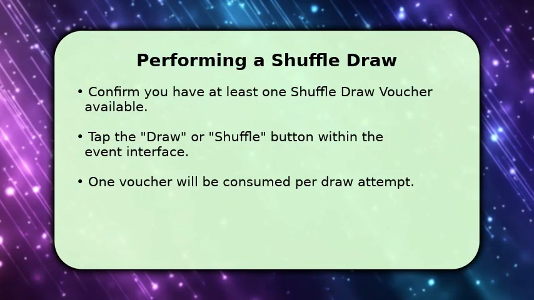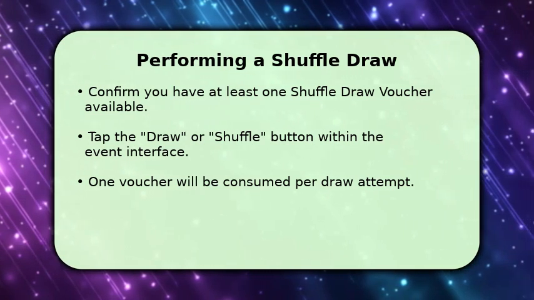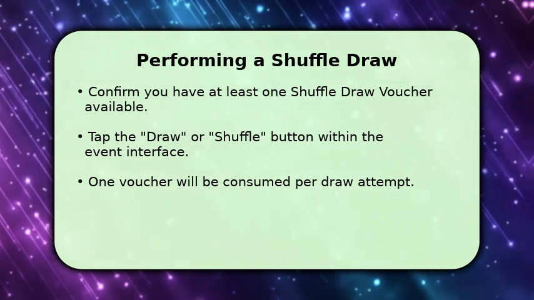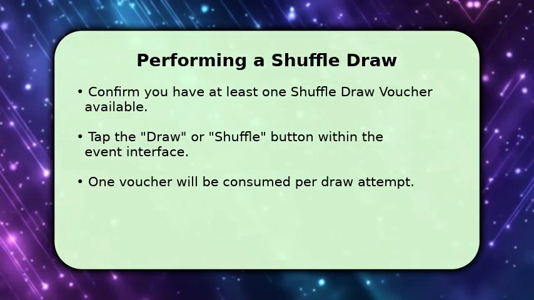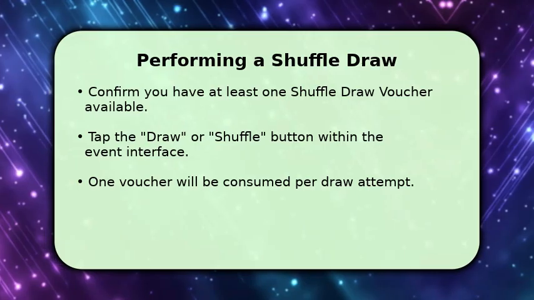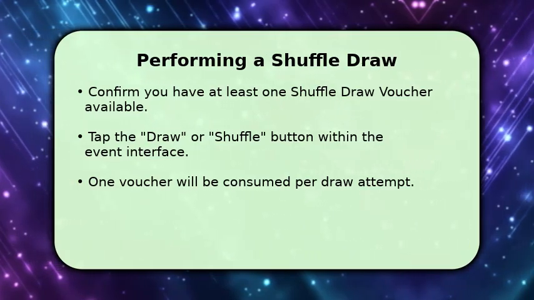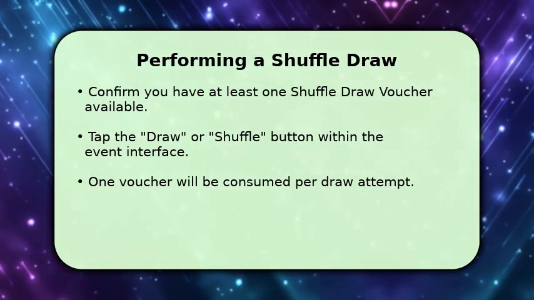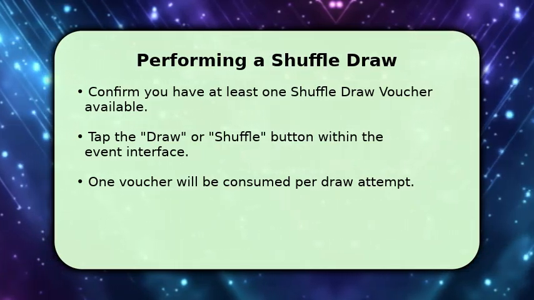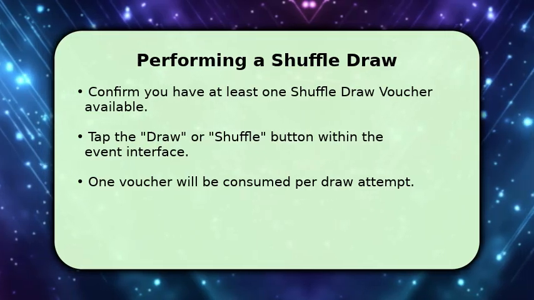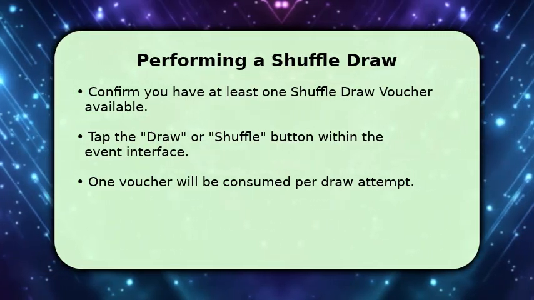Now for the exciting part, performing your draw. Inside the Shuffle Draw event interface, you'll see your current voucher count displayed. Ensure you have at least one voucher ready to use. Simply tap the prominent Draw or Shuffle button. With each tap, one of your precious Shuffle Draw vouchers will be consumed, and the system will randomly select an item for you. Good luck with your draws. You might just get that item you've been wanting.